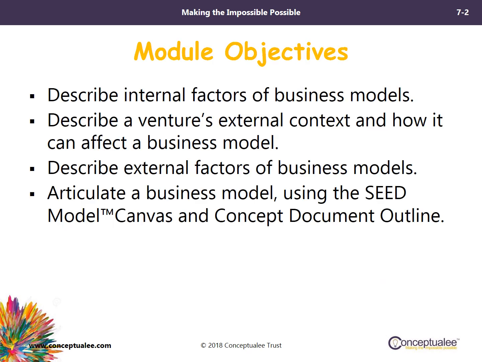So let's take a look at the module objectives. First of all, you're going to learn how to describe all of the internal factors of business models. Then we will focus on describing a venture's external context and how it can affect a business model. Next, you'll learn how to describe the external factors of business models. And finally, you will combine all that you've learned about business models to articulate a business model using the seed model canvas and concept document outline.